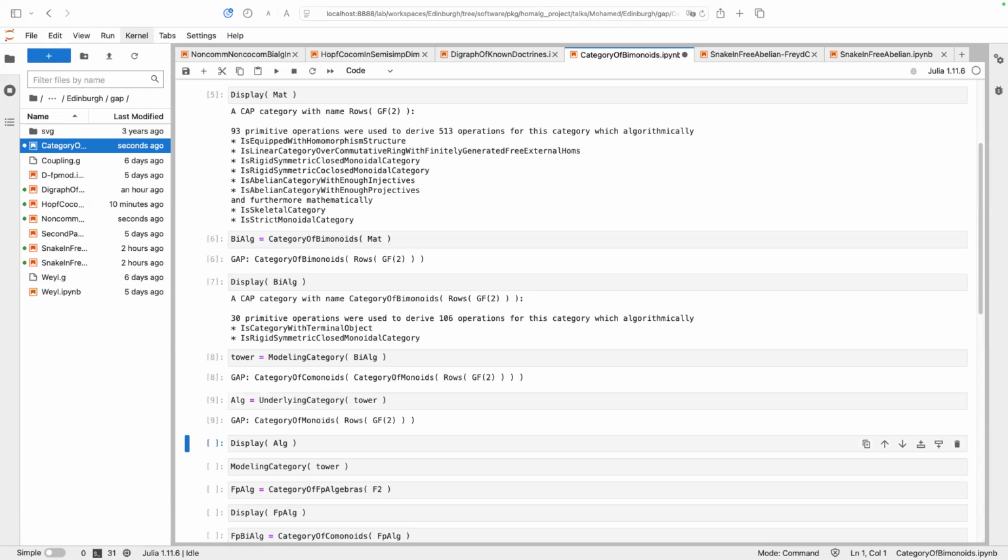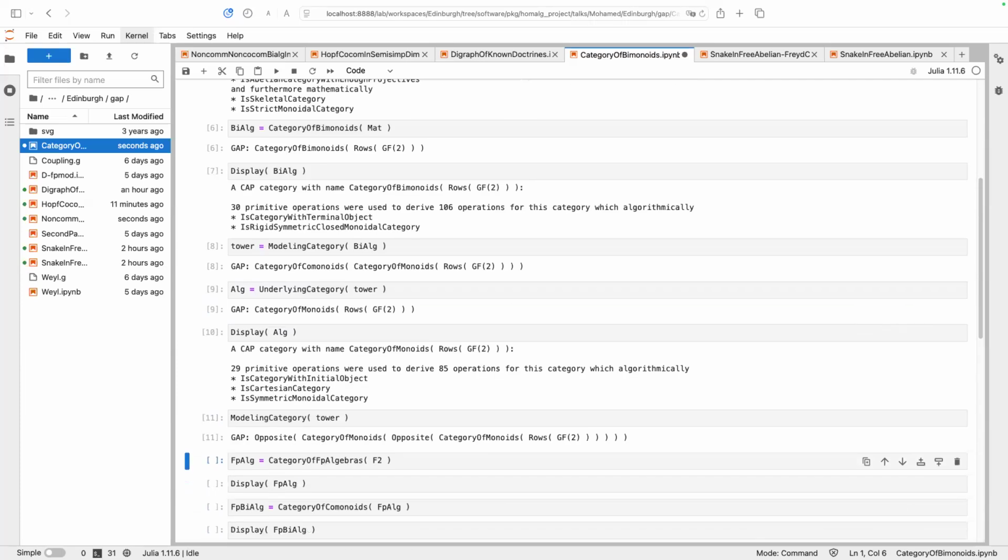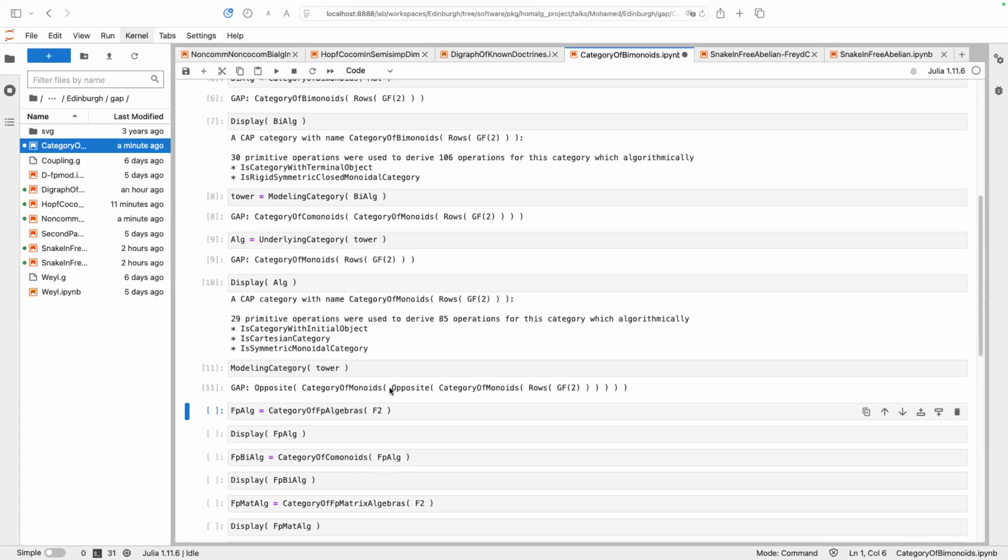And the underlying category is really the category of monoids. And if you display this, you see it lies in more doctrines. So it has an initial object and it's Cartesian. So also it has a terminal object and it's symmetric monoidal. And how was this tower built? It's really the opposite of the monoids of the opposite of monoids, right? As on the slides.